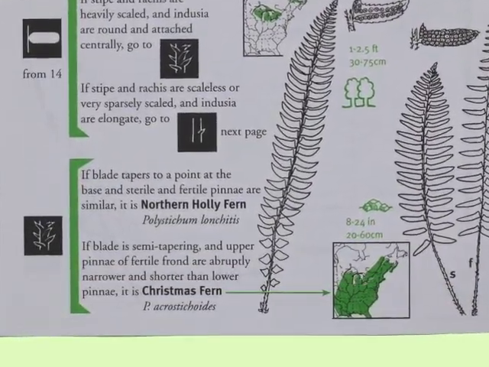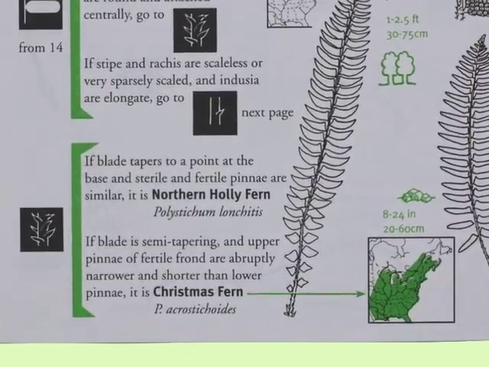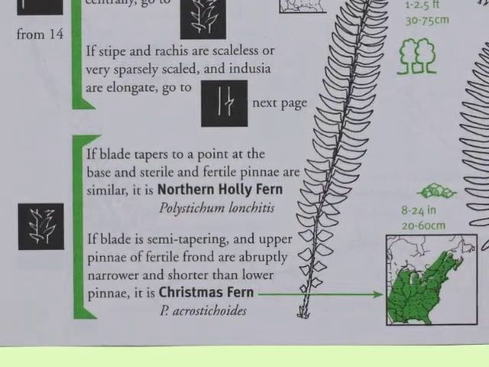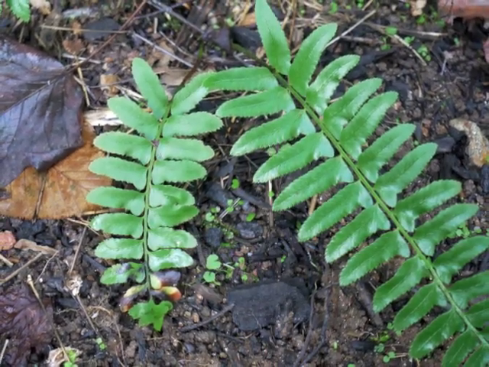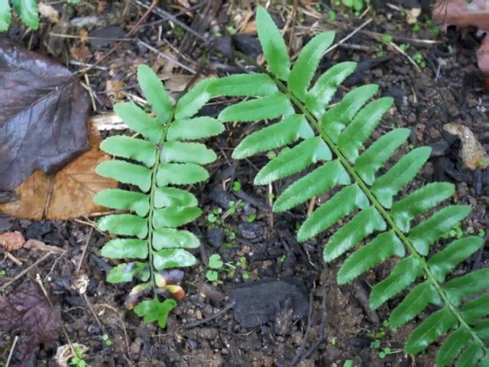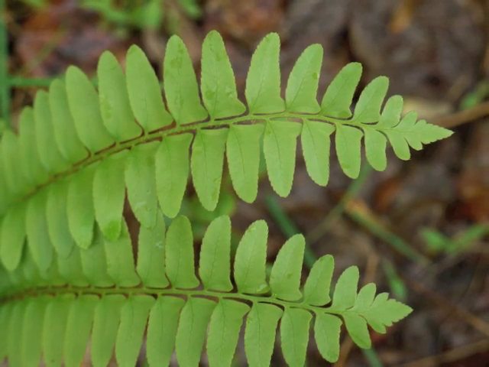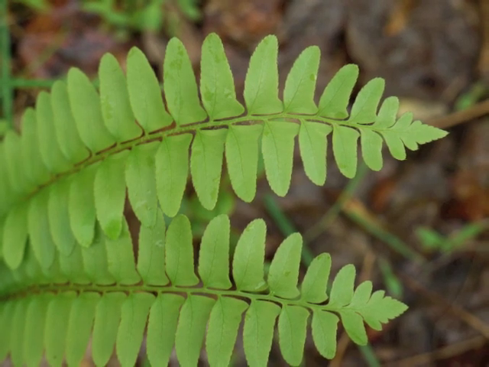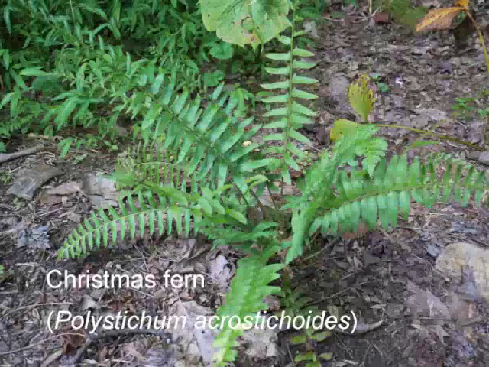The first possible choice is, if blade tapers to a point at the base and sterile and fertile pinnae are similar. Well, this fern does not taper to a point at the base. Let's consider the second possible choice. If blade is semi-tapering and upper pinnae of fertile frond are abruptly narrower and shorter than lower pinnae, it is Christmas fern. Aha! I think we've found it.